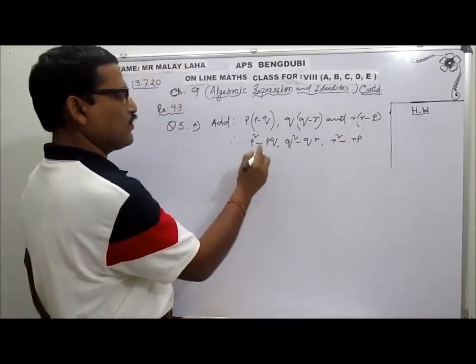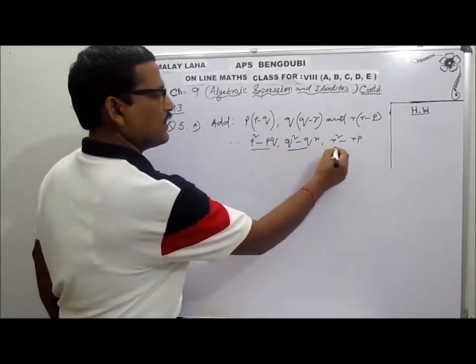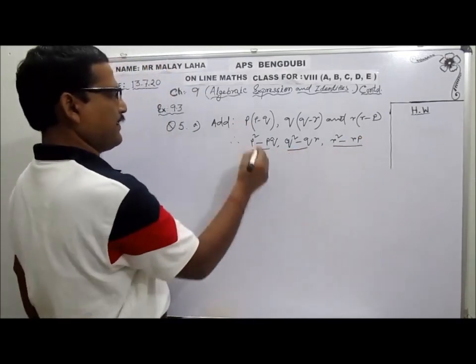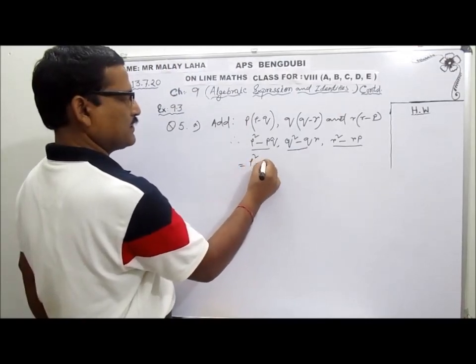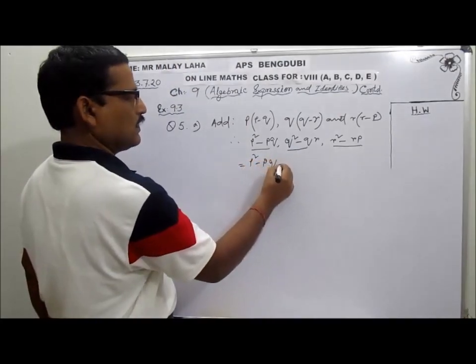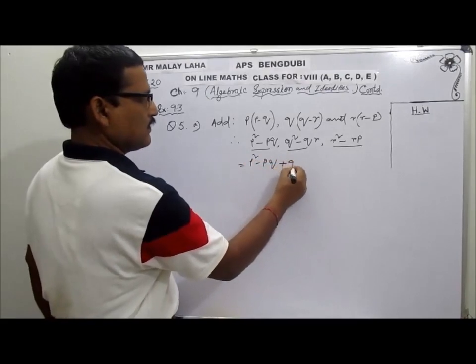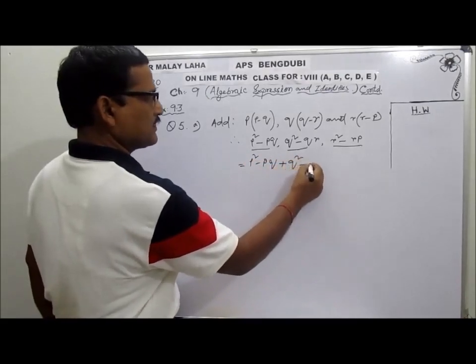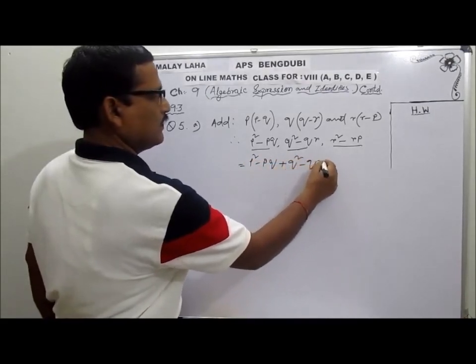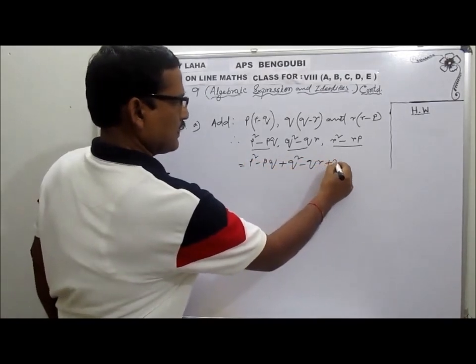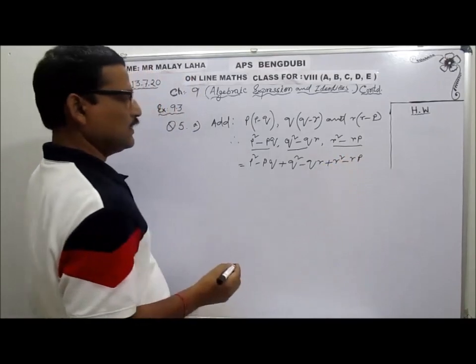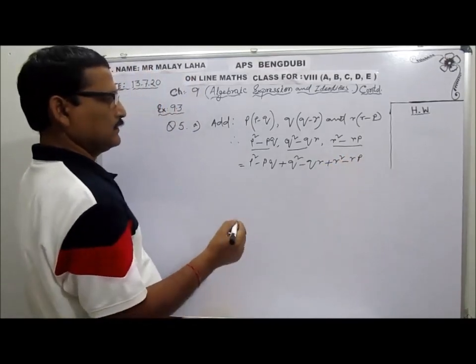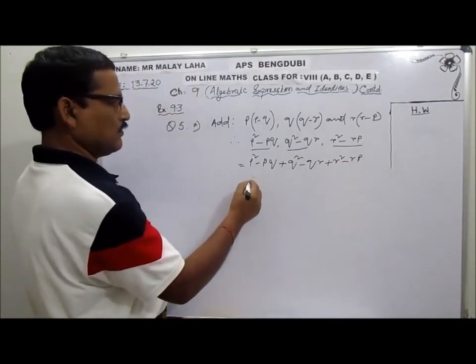Okay, so I have got what? 3 binomials you have to add. Therefore, what will we do? P square minus PQ plus Q square minus QR plus R square minus RP. Okay. So what will I do?